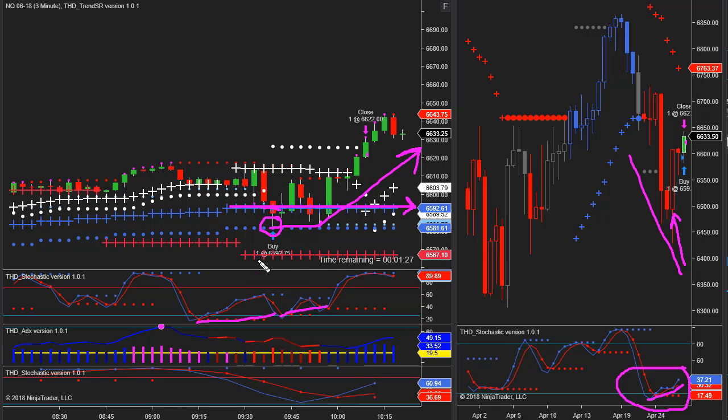Now, the entry was at 65.92.75. I closed the position here when I saw that the stochastics was overextended. I don't care about getting out at the top. What I care about is trying to increase my risk to reward. And on this particular trade, I got about 1 to 2.